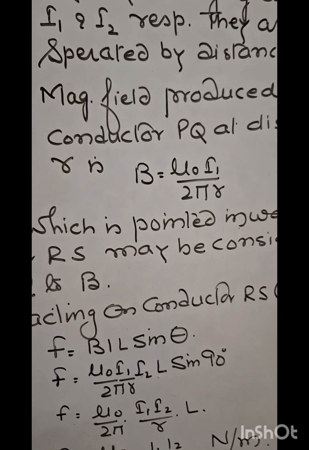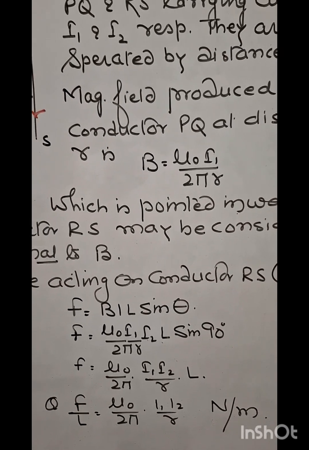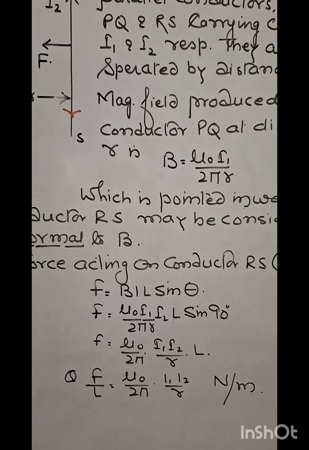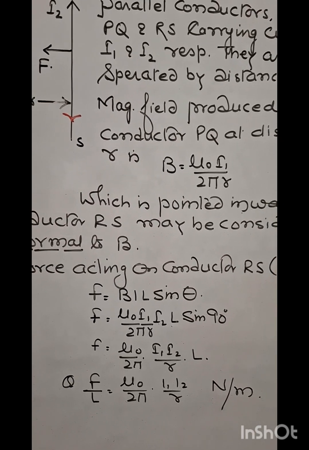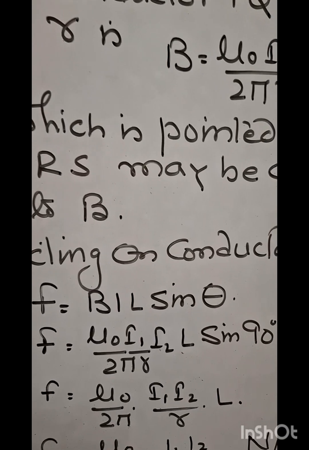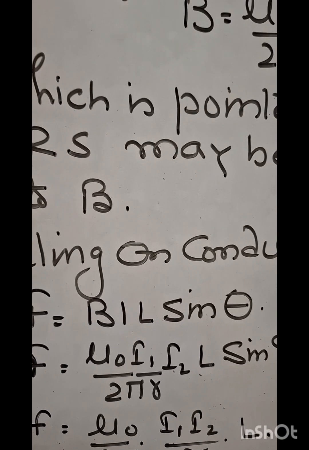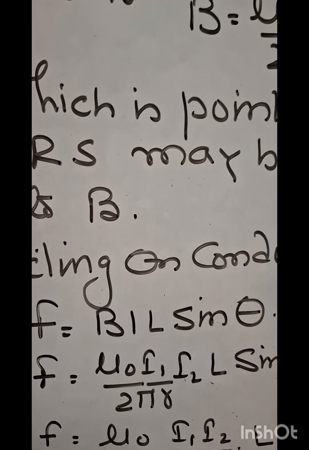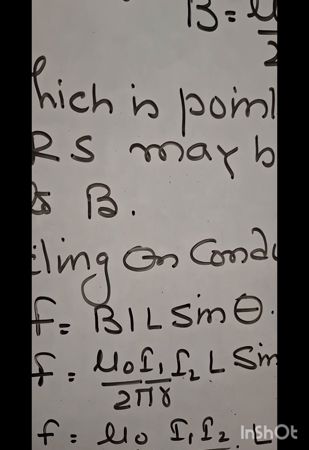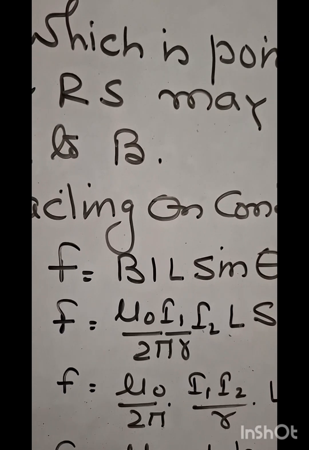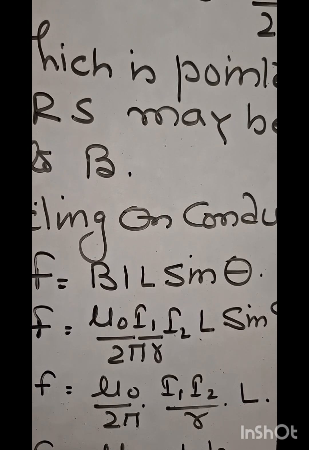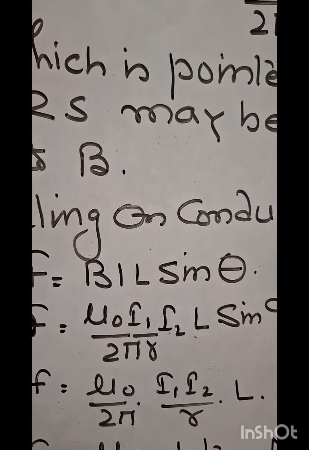magnetic field. In a previous topic, we have studied that when a current carrying conductor is placed in a magnetic field, it experiences a force F is equal to BIL sin theta. Here theta is 90 degrees because the conductor is placed normal to the magnetic field. Therefore, F is equal to mu naught upon 2 pi, I1 I2 upon R, into L.